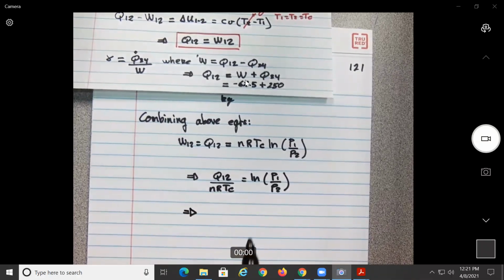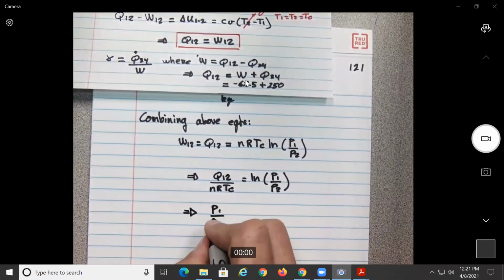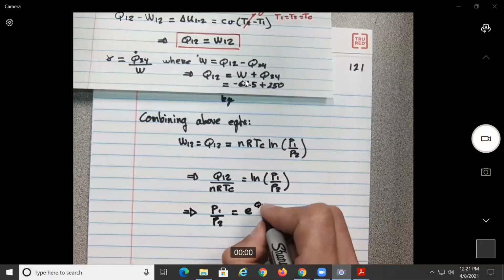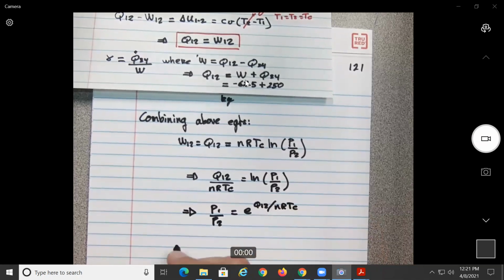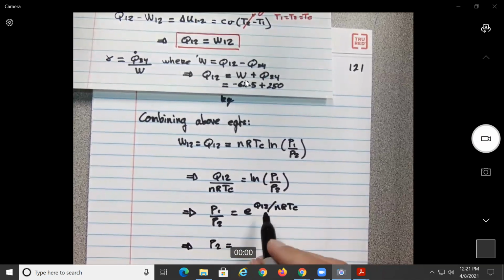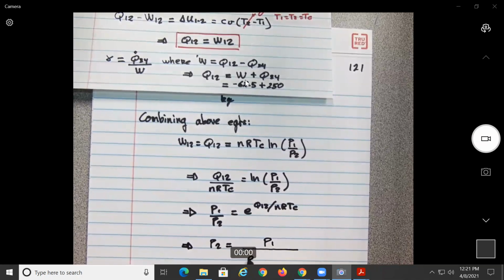I don't know how they did it, but now if you put the exponential, what do you get? P1 over P2 will be equal to the exponential of Q12 divided by nRT cold. What are we trying to find here? P2 or P1? P2. So P2 will be equal to P1 divided by the exponential of Q12 divided by nRT_C.